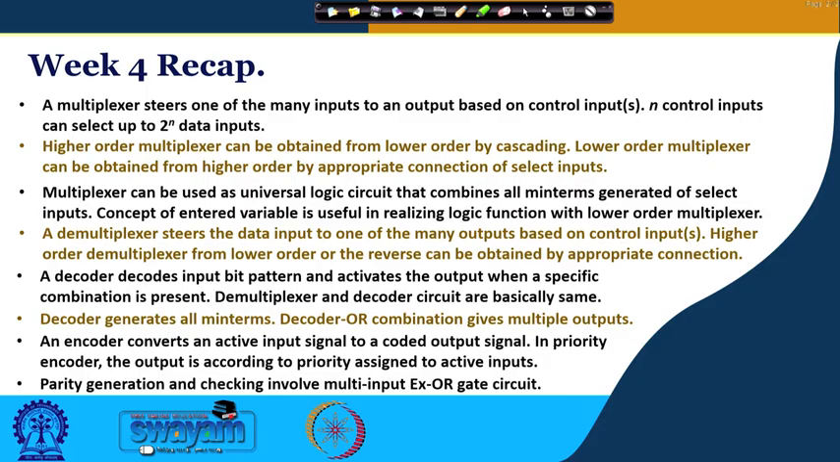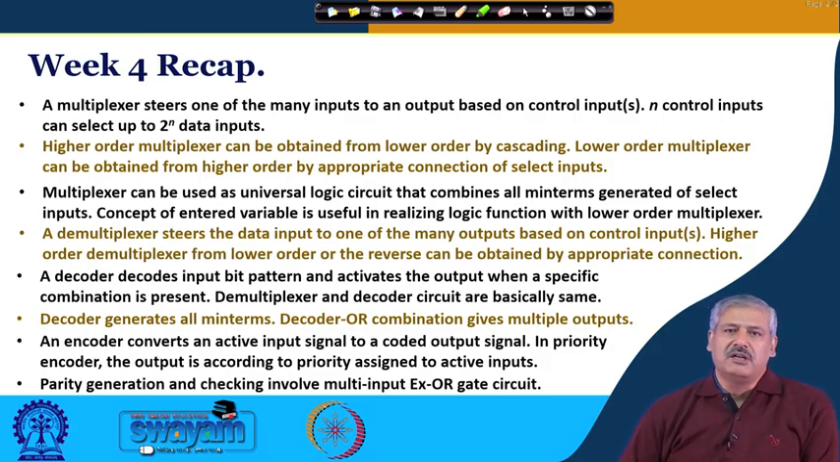So, we looked at logic circuits, important logic circuits like a multiplexer which steers one of the many inputs to the output based on certain control inputs. We looked at demultiplexer which does the reverse operation. So, if there are a number of outputs and one input needs to be steered towards one of them based on what is presented at the control input or the selection input, the data input is steered towards one of the data output terminals. So, that is what we had seen for demultiplexer operation.